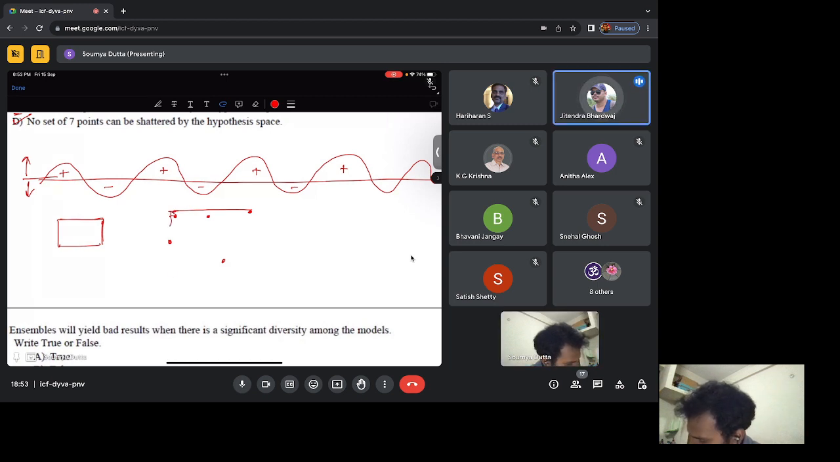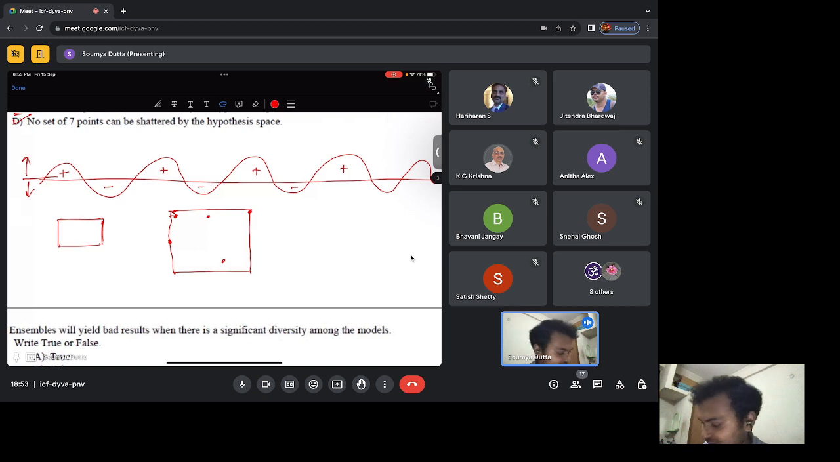In VC, while you compute VC, we are not allowed to change our sample data, what is given. Can we apply another transformation? No. So VC dimension is not a signal processing thing, okay? That's the first concept. These are the 5 points that you were given, okay?